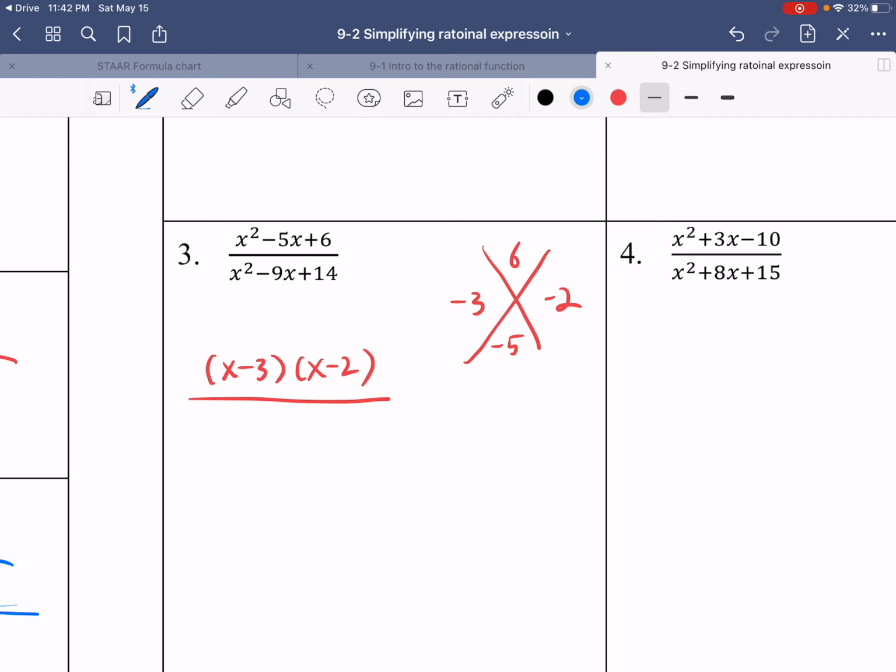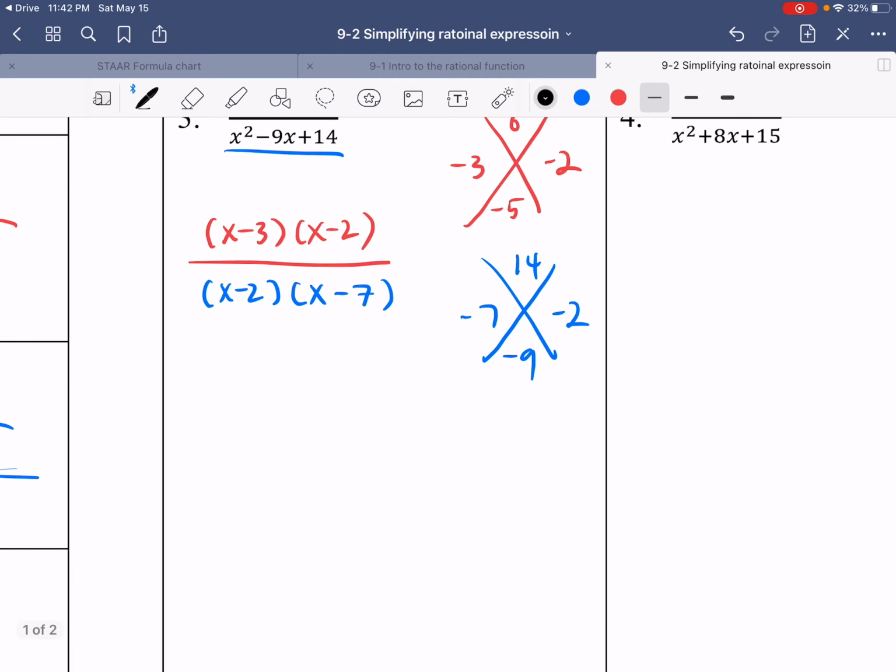What about the bottom part? I have 14 and negative 9. Let's see what can give us this. Negative 7 and negative 2, I believe. So it's going to be x minus 2 and x minus 7. Good. So let's simplify. What can we simplify? These two can cancel out. So I have x minus 3 on the top and x minus 7 in the bottom, where x cannot be equal to positive 2, comma, positive 7.